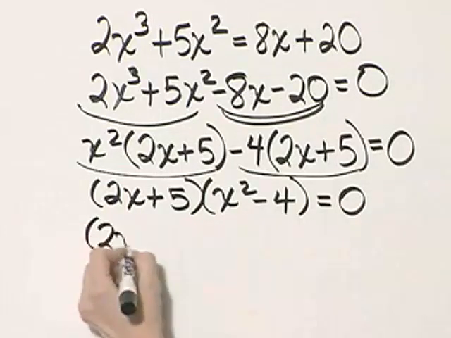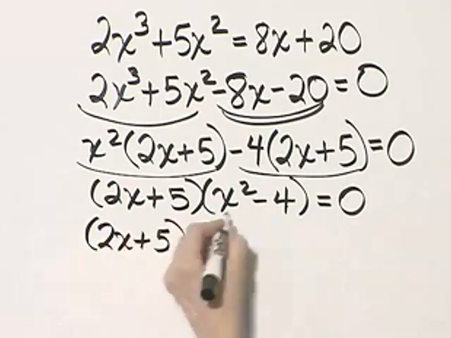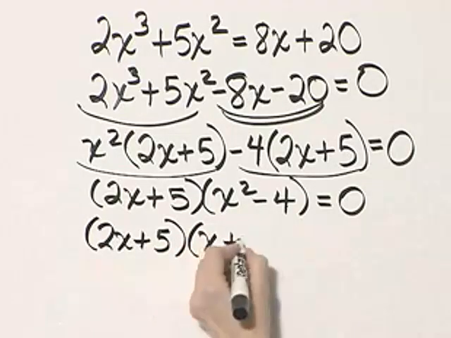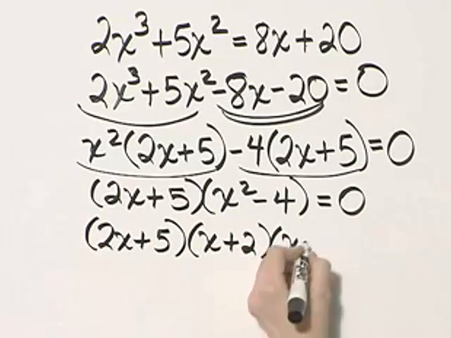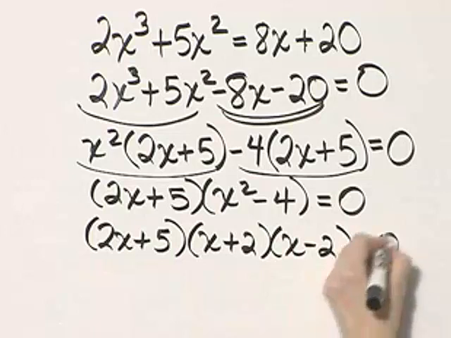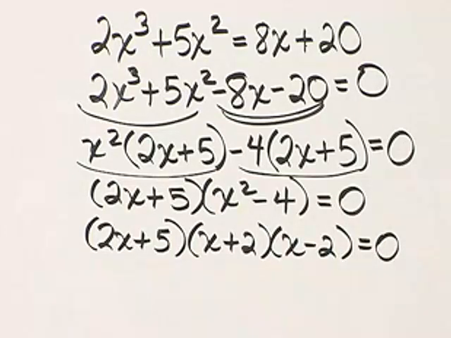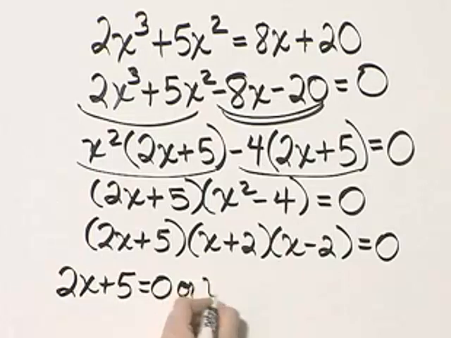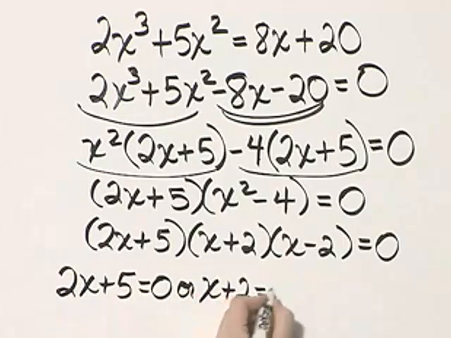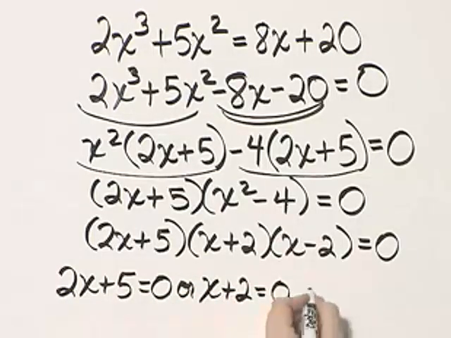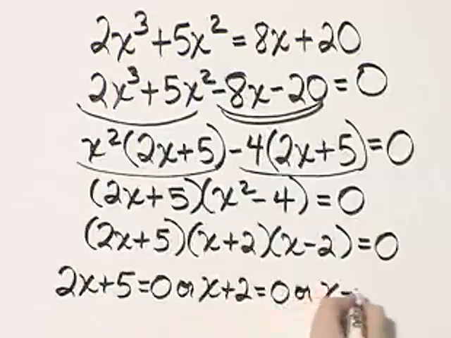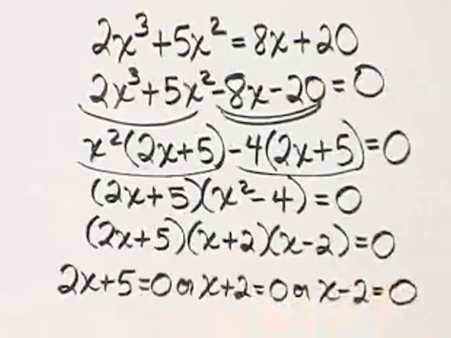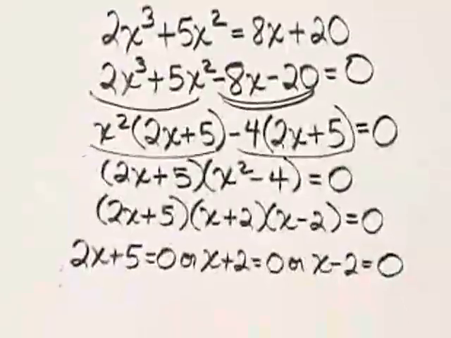So let me rewrite my 2x plus 5. This factors as x plus 2 times x minus 2. And now I have 3 factors. I'll set all 3 factors equal to 0. So 2x plus 5 is equal to 0, or x plus 2 is equal to 0, or x minus 2 is equal to 0. Let's solve each of these linear equations.